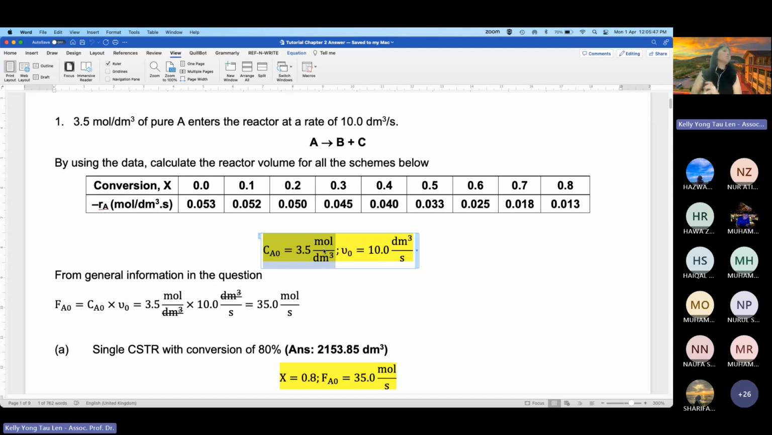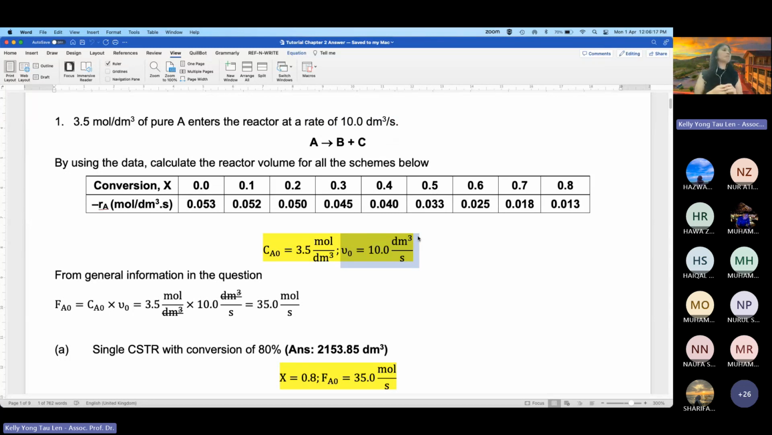Okay, so we go to the next one. This is at the rate of 10 dm cube per second. Next, dm cube per second. dm cube is volume, second is time, right? So volume per time is definitely volumetric flow rate. Again, they say enters the reactor, so it definitely is epsilon naught. So epsilon naught is 10 dm cube per second.